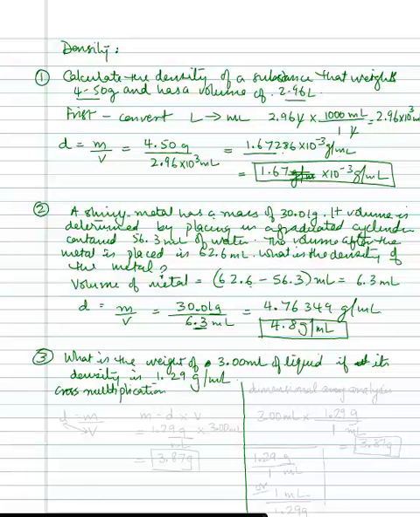Okay, so the first one, cross multiplication. So density is mass over volume. What you're trying to figure out here is mass, so you do the cross multiplication here, and so then mass is equal to density times volume. So you go ahead and put all the numbers in. 1.29 grams per milliliter times the volume, which is 3.00 milliliters. So once you do the calculation, your answer should be 3.87 grams.